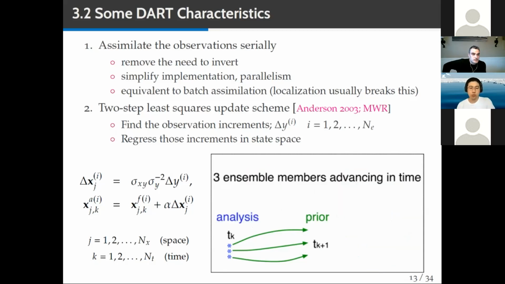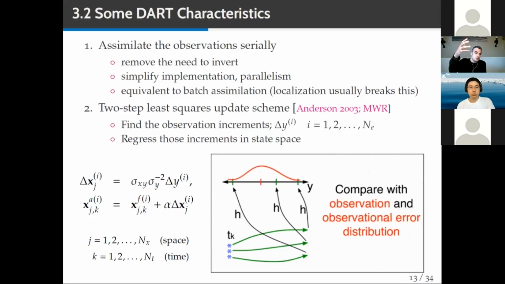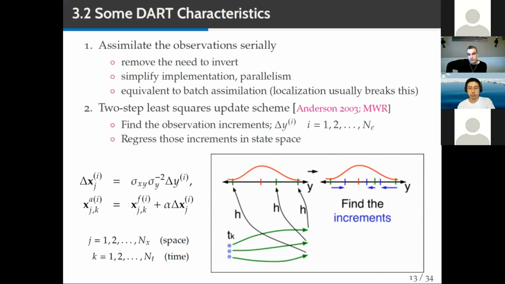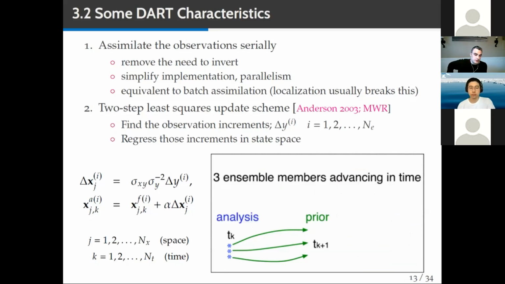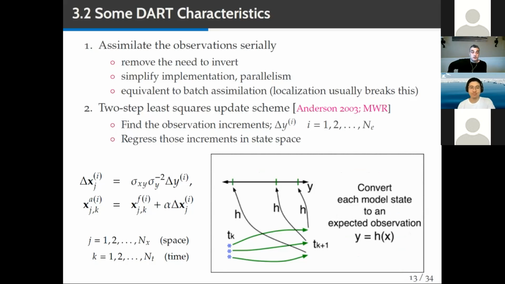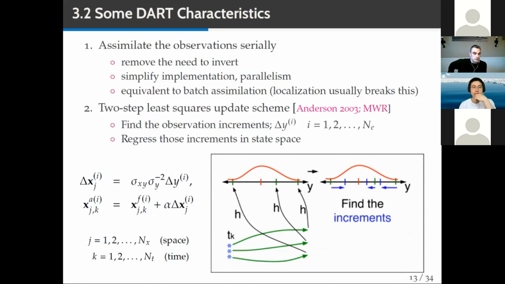And theoretically, assimilating the observations serially is equivalent to batch assimilation, so equivalent to assimilating all of them at once, except if you localize. But hey, localization breaks everything. In fact, if you think about it, localization breaks Bayes from the beginning. So what to do? You have to live with it, I guess.